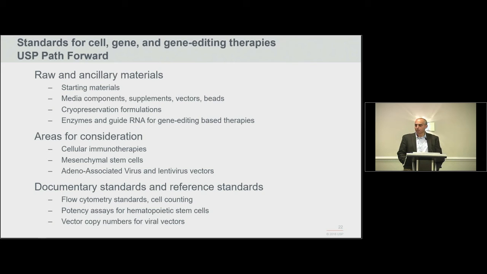Some of the components of the gene editing based therapies, like enzymes and guide RNA, and other areas for consideration in general, like cellular immunotherapies, mesenchymal stem cells, and adeno-associated virus and lentivirus based therapies. The type of documentary standard and reference standard that we plan to develop, or to mirror what we've already developed, are documents that can cover flow cytometry standards for specific types of measurement, and also cell counting and potency assays, vector copy numbers and for viral vectors.